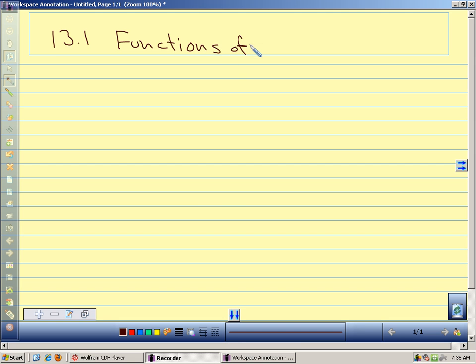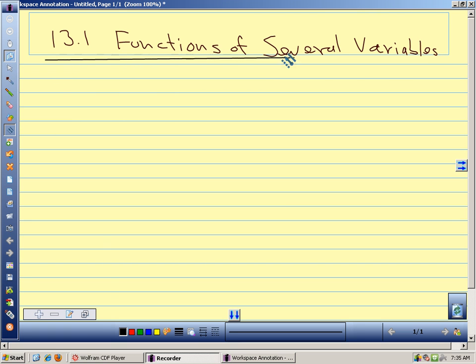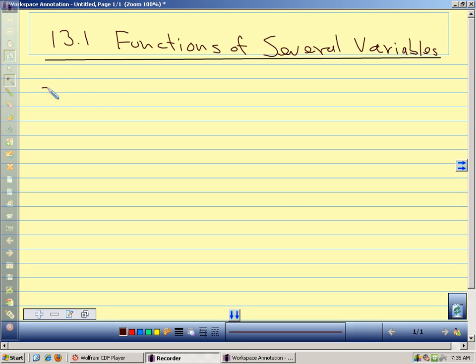Our focus today in this lesson is going to be how we visualize these functions. So we'll give some basic definitions, and then we'll talk about some different ways of visualizing these things. So our notation.